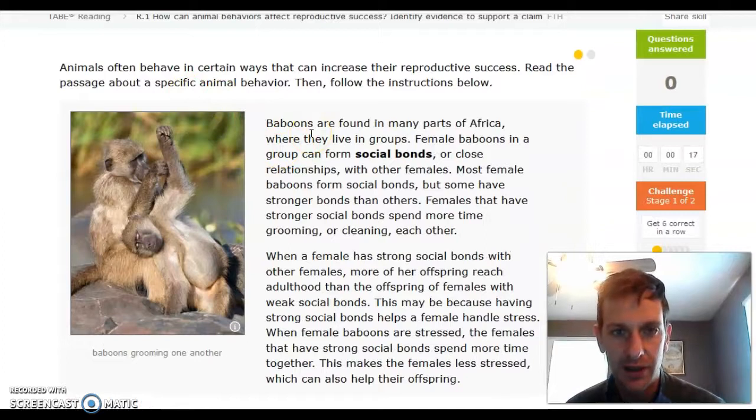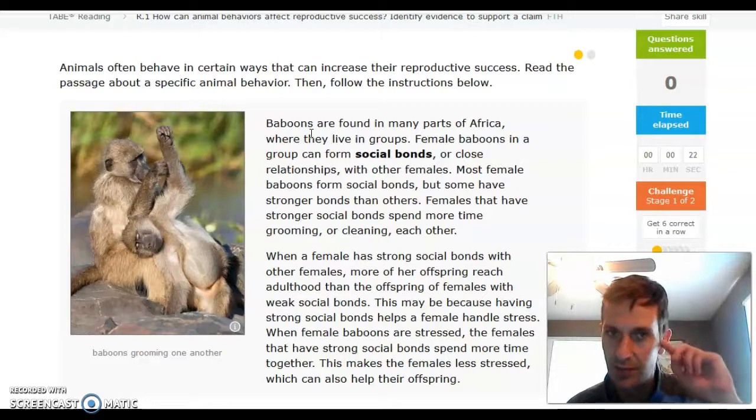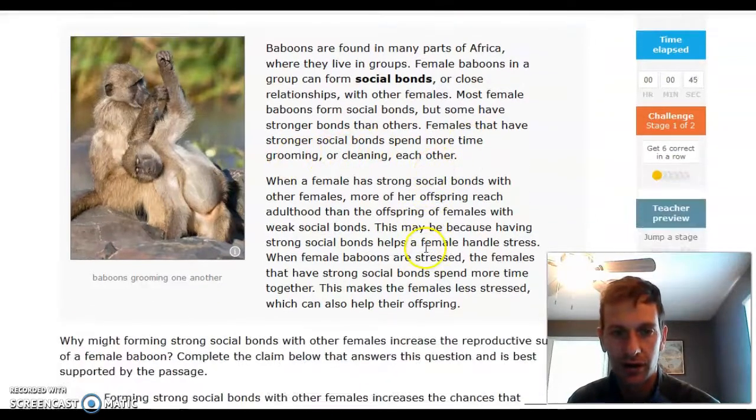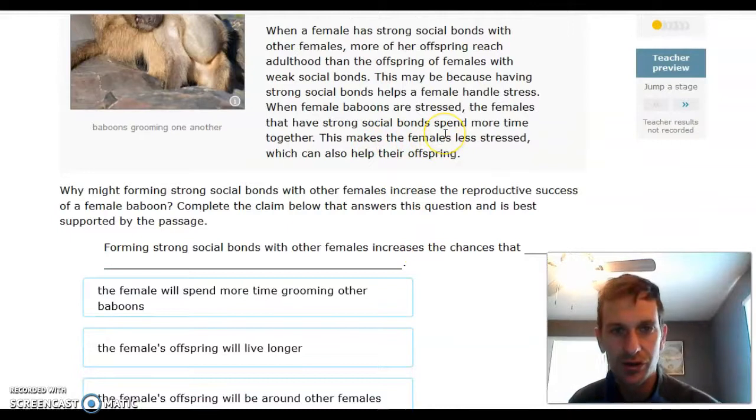Animals often behave in certain ways that can increase their reproductive success. Read the passage about a specific animal behavior, then follow the instructions below. Baboons are found in many parts of Africa where they live in groups. Female baboons in a group can form social bonds or close relationships with other females. Most female baboons form social bonds, but have some stronger bonds than others. Females that have stronger social bonds spend more time grooming or cleaning each other. When a female has strong social bonds with other females, more of her offspring reach adulthood than the offspring of females with weak social bonds.